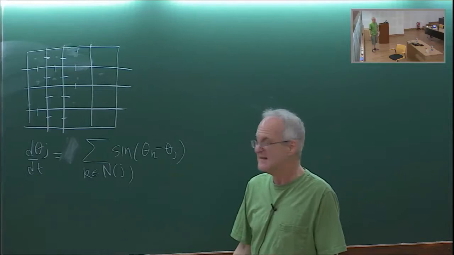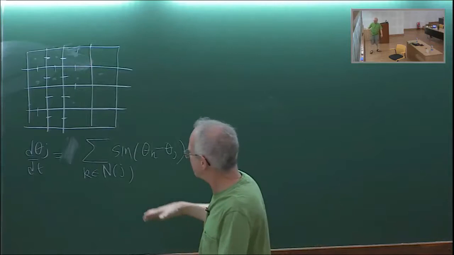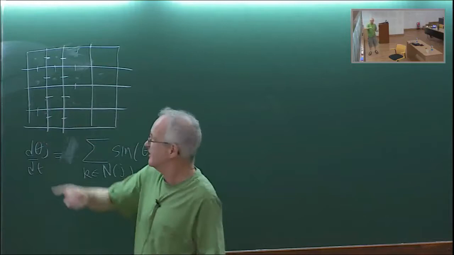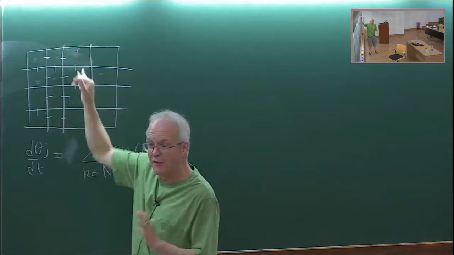So this is a 4x4 array, all right? Each guy, N of J, is the number of nodes coupled to in your network. So this guy is coupled to only two, whereas this guy is coupled to 4, this guy's coupled to 3. Okay, everybody understand that?